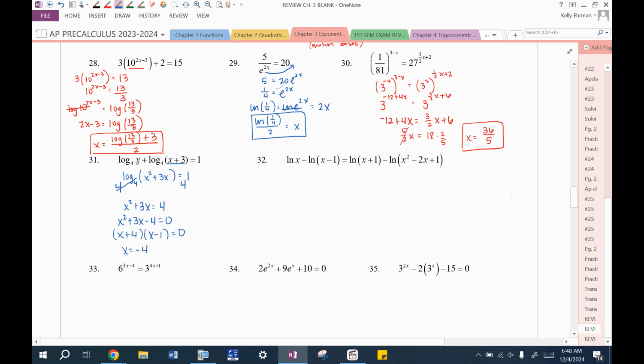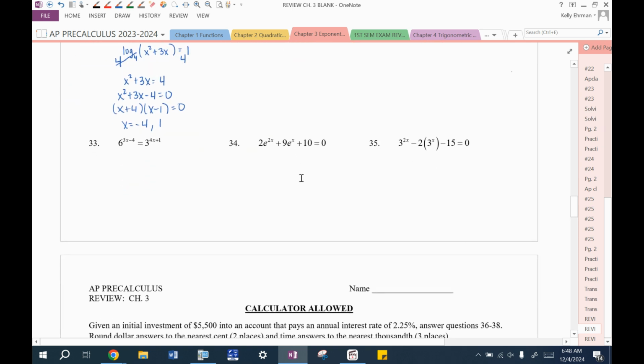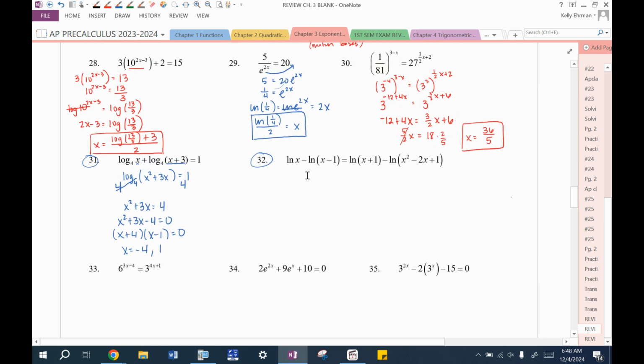Solutions temporarily are negative 4 and positive 1. Remember, for the log equations, so really just for 31 and 32, that's it. The rest are exponential. I need to check my answers for extraneous solutions for those two. For exponential equations, you can have any real number. The domain for exponentials is all real numbers, but the domain for logs, you can only log a positive value.